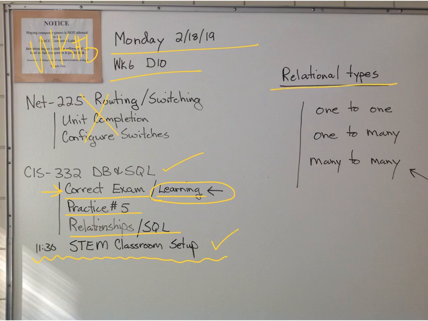Relational types: one-to-one, one-to-many, many-to-many. We're going to talk a lot about that all the way until the end of the term.